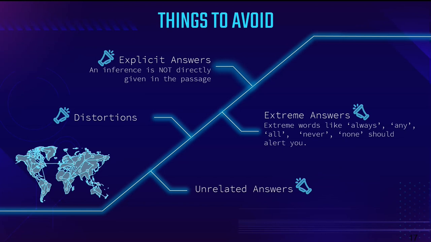When answering inference-based questions, if you find yourself stuck between 2 choices, then make sure that for the answer to be correct, it should have relevant basis in the passage to support the conclusion. Second, extreme answers. Extreme words like always, any, only, never, none should alert you. The passages contain qualifying statements and thus rarely support extreme, broad generalizations.